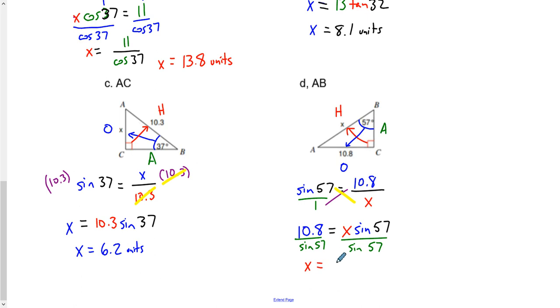Meaning x would equal the sine of 57 divided by, oh, sorry, I'm looking at the other side, wrong side.